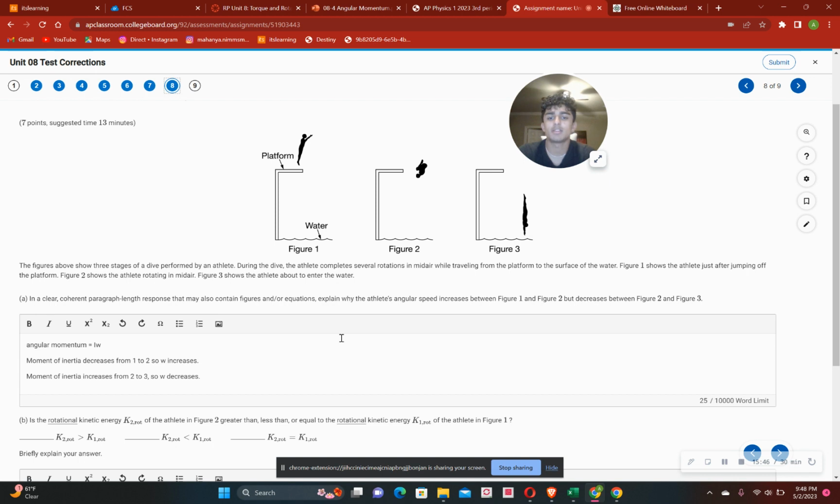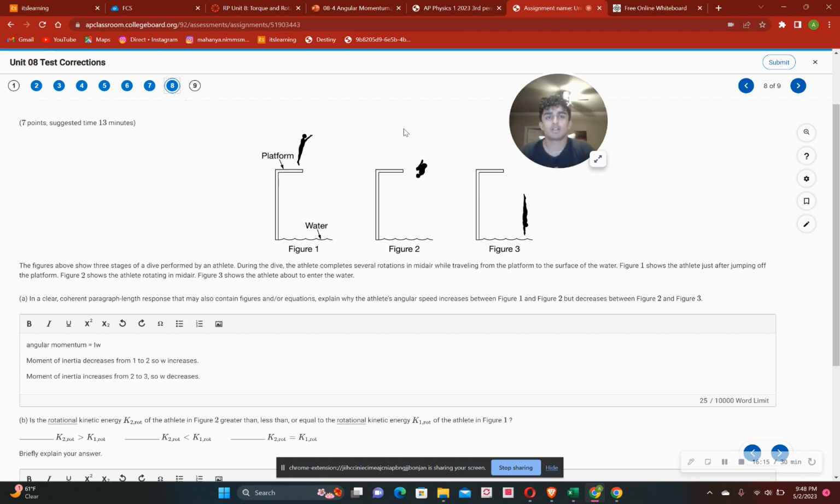Explain why this athlete's angular speed increases from figure 1 to figure 2, but decreases from figure 2 to figure 3. This is really simple. Noticing the figure, the moment of inertia right here is greater than right here, because this is tucked in. Just like how in class you demonstrated with someone standing on the little spinny thingy, he spun around, he put his arms out, and it was slower, but when he tucked his arms in, it was faster. Just like how ice skaters do it.